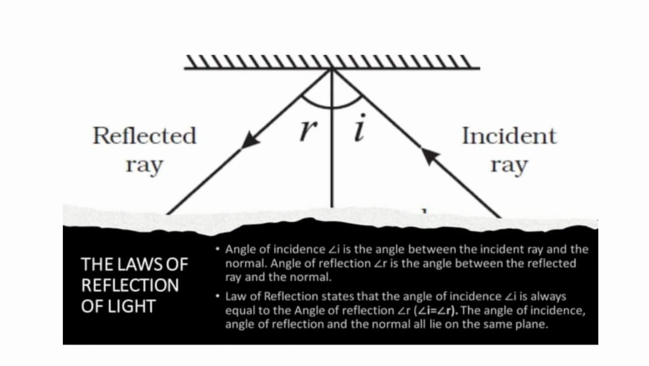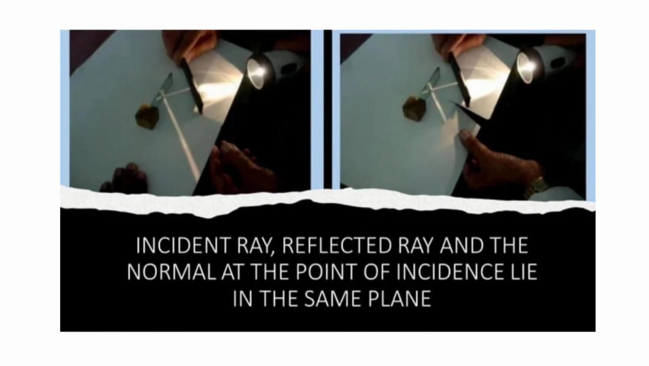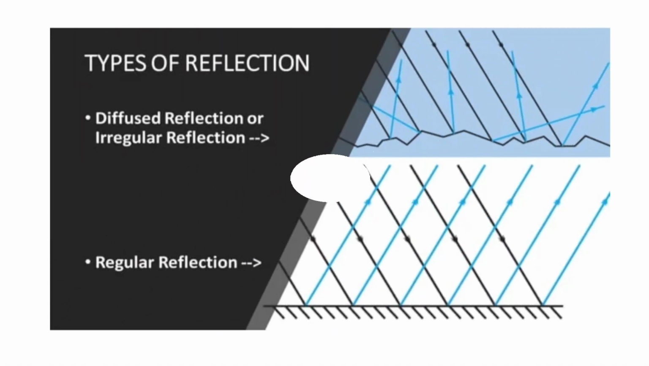Now there are two laws of reflection of light. The first one states that the angle of incidence is always equal to the angle of reflection. And the second one is that the angle of incidence, angle of reflection and the normal all lie on the same plane. Now on the basis of the surface on which the light falls, there are two types of reflection: diffuse reflection, which we also call irregular reflection, and the second one is regular reflection.